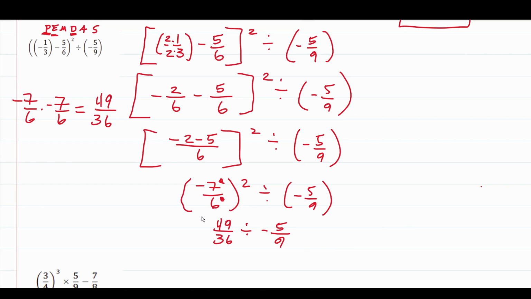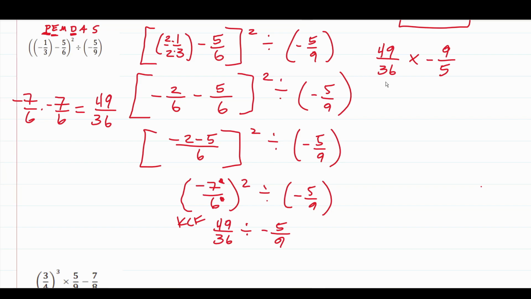To perform this division of fractions, we're going to follow the algorithm keep, change, flip. So we're going to keep this first fraction the same. Notably, it's going to be 49/36. We're going to change from division to multiplication. And then we're going to flip this second fraction to be negative 9/5.